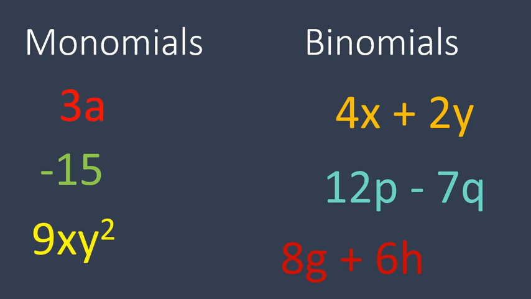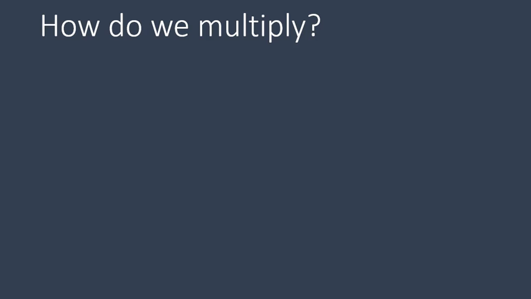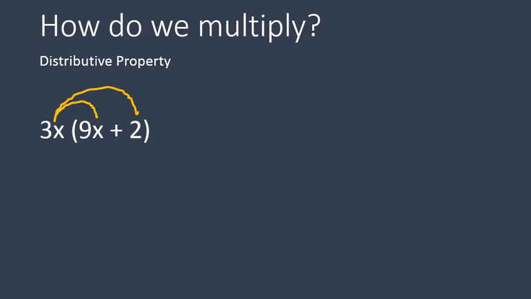All right, so what we're going to do in this lesson is multiply a monomial times a binomial. And this is how we do it. Here's our question. 3x times 9x plus 2. So the binomial 9x plus 2 is inside of the parentheses. The monomial 3x is outside of the parentheses, and that means we are going to need to use what we call the distributive property. The distributive property is the property that says when you're multiplying, you take what's outside the parentheses and you distribute it, or you multiply it, times everything inside the parentheses. So you have to multiply it times each term.